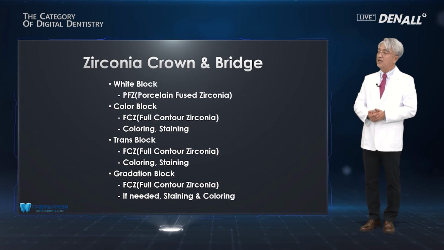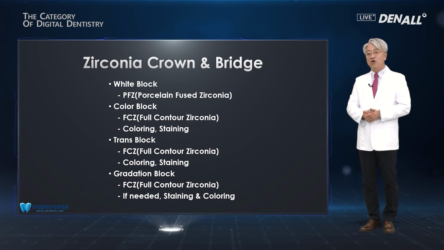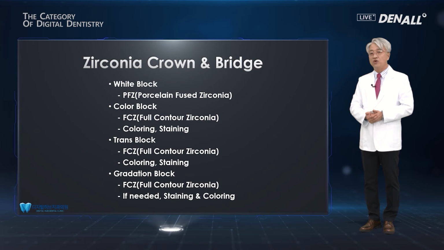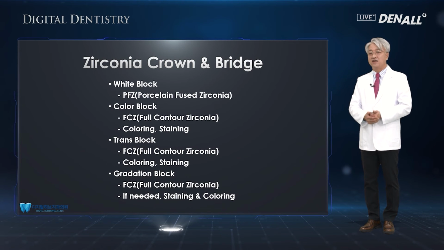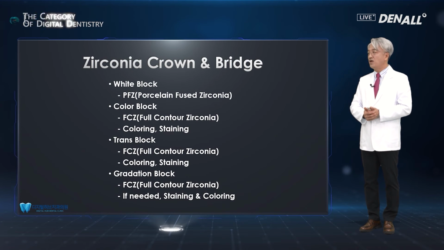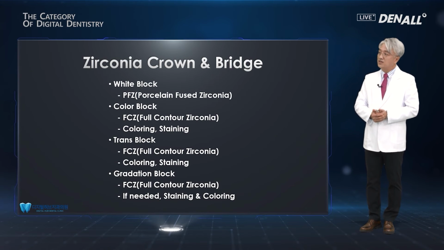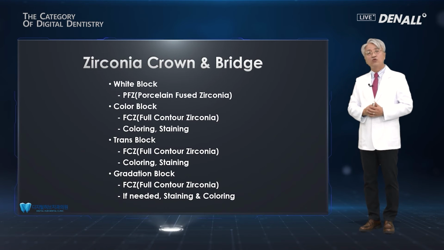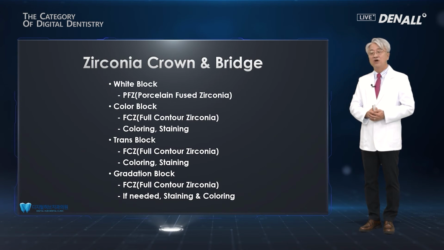But then we had color blocks, A1, A2, A3, B2, B3, indicating the colors of the teeth, in zirconia blocks. We also had colors with the color block, so it became easier to choose intuitive colors for the teeth. But this block for coloring and staining is a bit complicated, and compared to all ceramics, aesthetically, it has some problems.